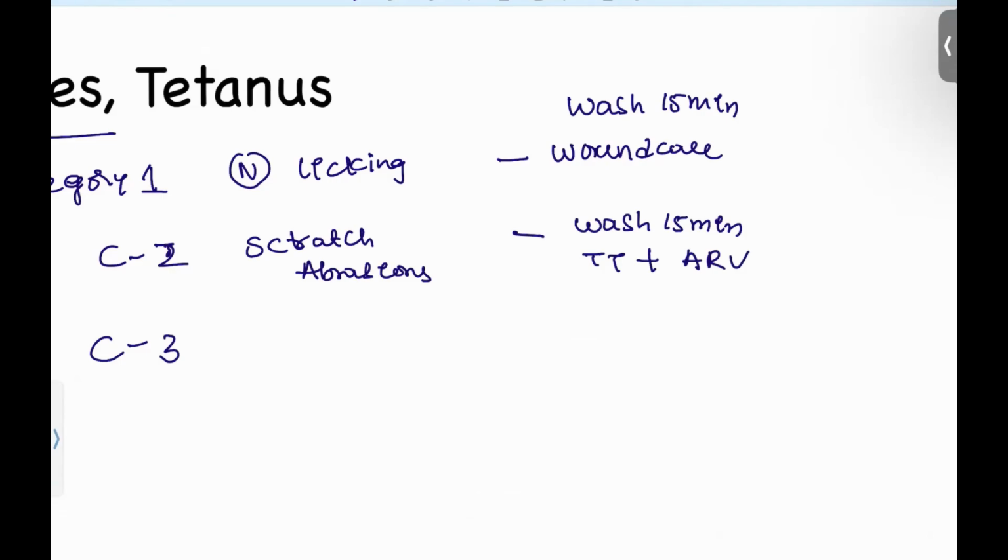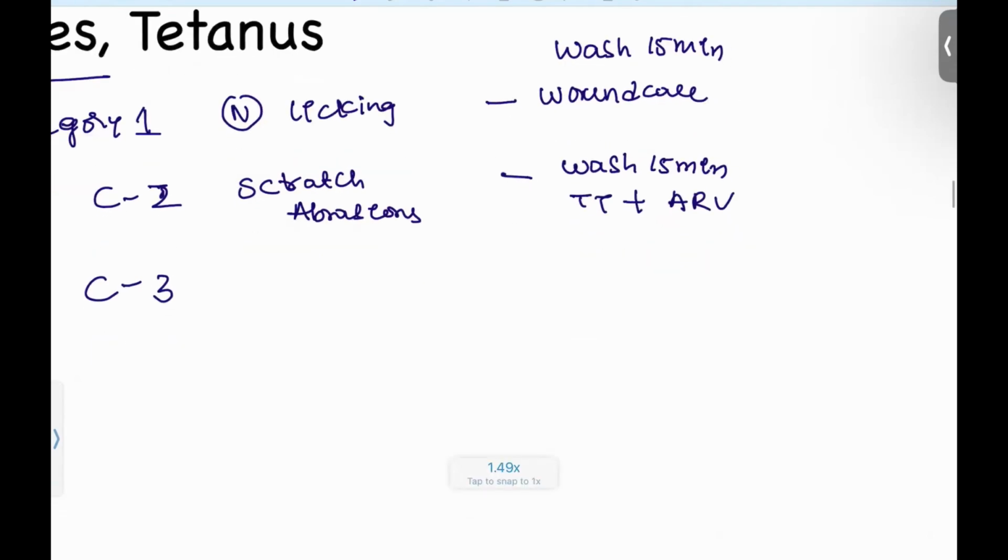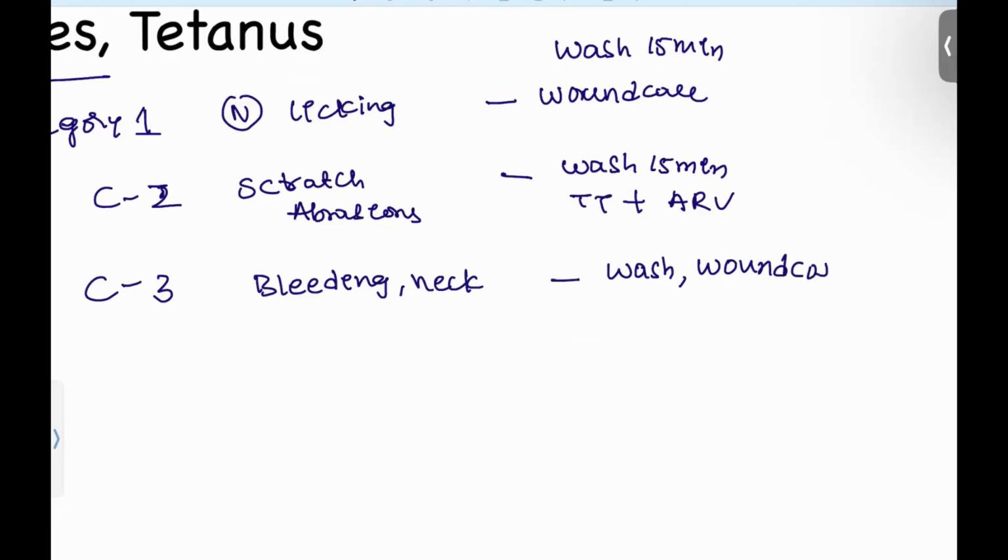anti-rabies vaccine. Next, category 3 patients, if the patient is having severe bleeding or injuries in the neck region, then you have to intervene immediately, give the patient the same wash and also wound care, start the patient on first line antibiotics and then give the ARV.